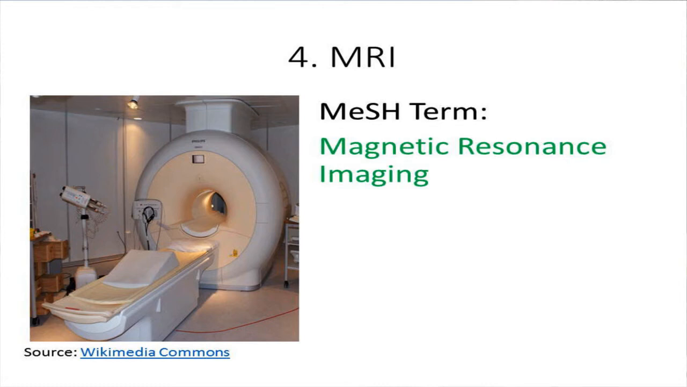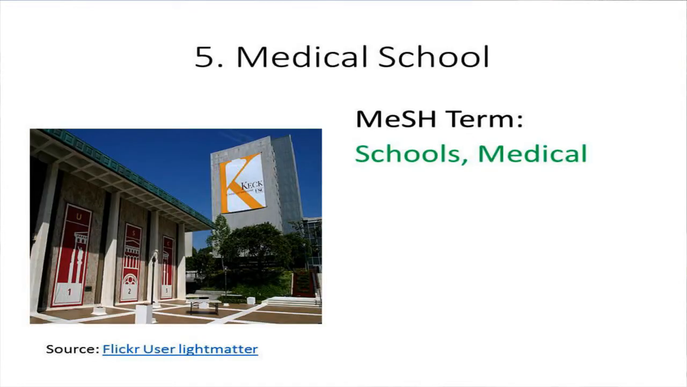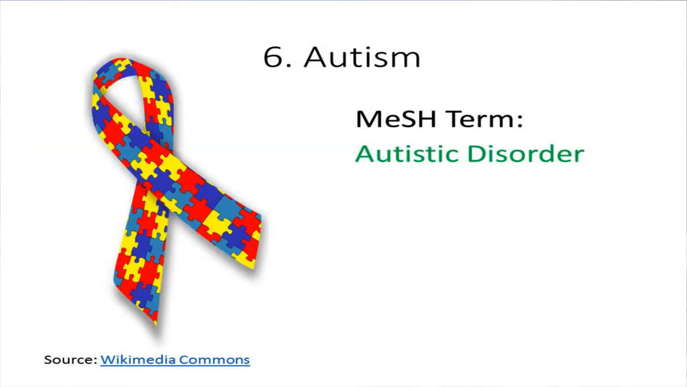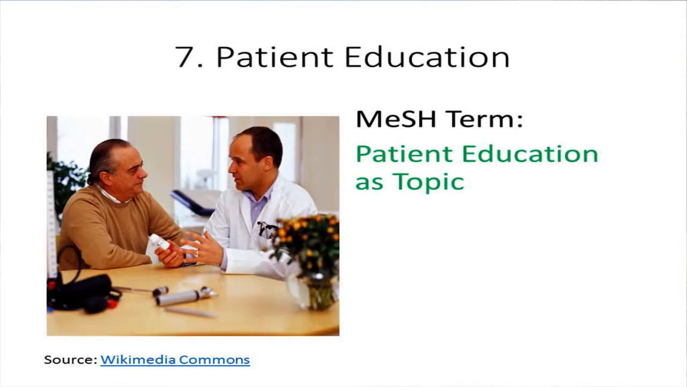Now, MRI does work in this instance, but be careful in general with abbreviations because sometimes you'll get that unfortunate does not exist in MeSH result. So sometimes typing it out will be more successful than using the abbreviation. Medical school is schools, comma, medical. Autism is autistic disorder. Patient education is going to be patient education as topic. And it's as topic because patient education is also a publication type in MeSH.